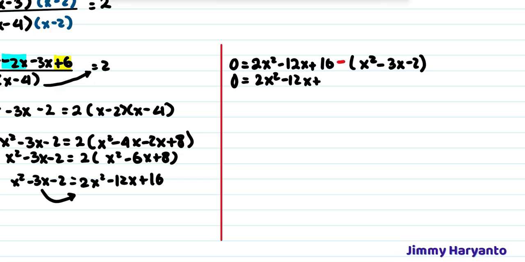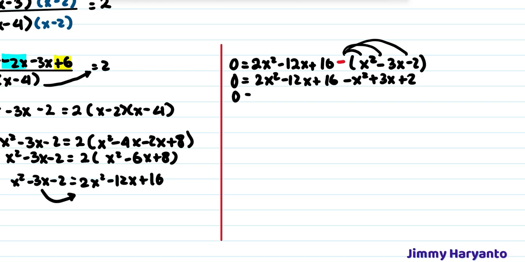Next one is insert the negative. You'll have negative x squared plus 3x plus 2. Simplify it. You'll have x squared minus 9x and then plus 18.